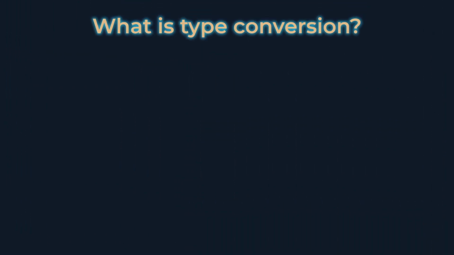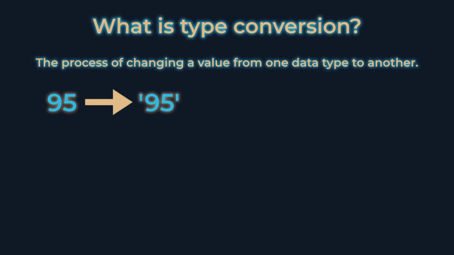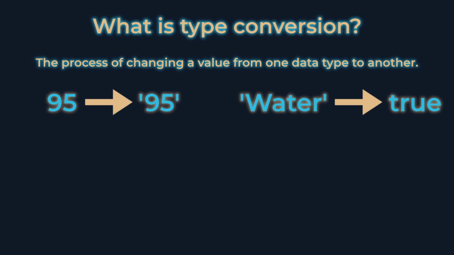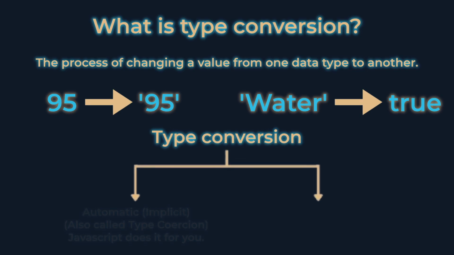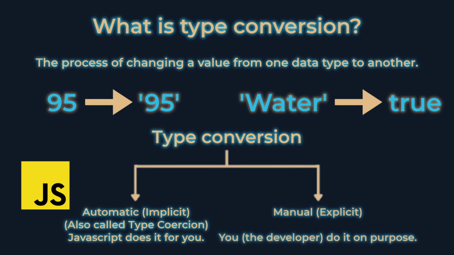Today, we are diving into something that confuses a lot of beginners at first, but once you get it, it's like flipping a switch. What is type conversion? In JavaScript, type conversion is when a value changes from one type to another, like turning a number into a string or a string into a Boolean. And good news, JavaScript does this in two ways. One, automatic conversion, means JavaScript does it on its own. And two, manual conversion, means you do it on purpose.